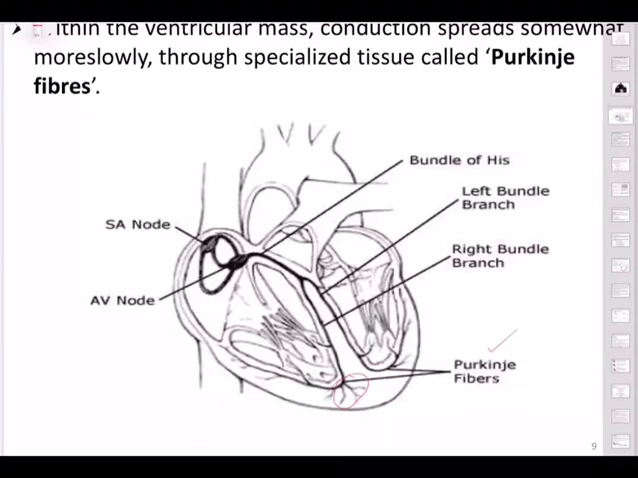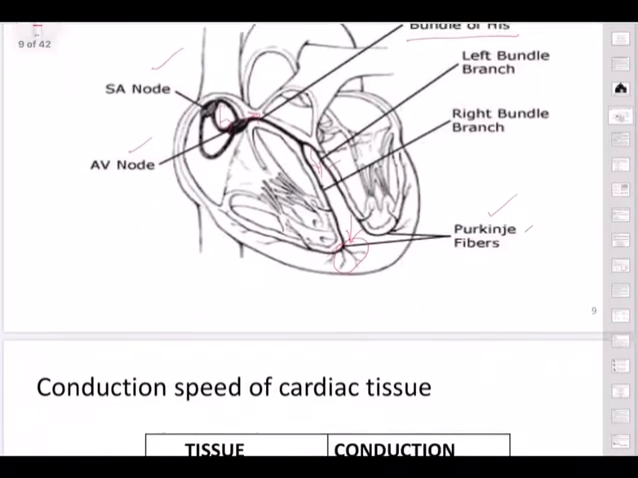So it enters here. You have the SA node, then the AV node, then the septum, and then the Purkinje fibers. This is how. And of course, we should not forget the bundle of His in between. So you have the SA node, which acts as pacemaker, the AV node, then the bundle of His, then the septum, then the Purkinje fibers. The path is SA node, AV node to bundle of His to septum, septum to Purkinje fibers. So this is how the depolarization starts.